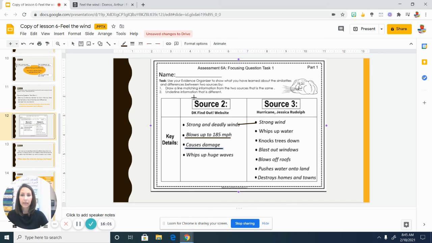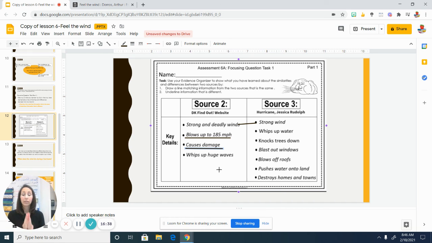Okay. And then lastly, it says whips up huge waves. So I'm going to leave this one for you. And I want you to finish underlining and drawing lines to see what you think. Is there another fact from source number 3 that is very similar to whips up huge waves? And then you can go ahead and underline any of the other facts that don't match up, that are different. That can help you as we are getting ready to write our informative paragraph. So we will do that next time.